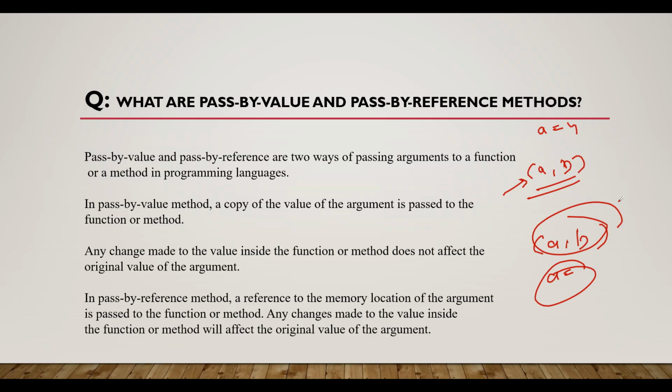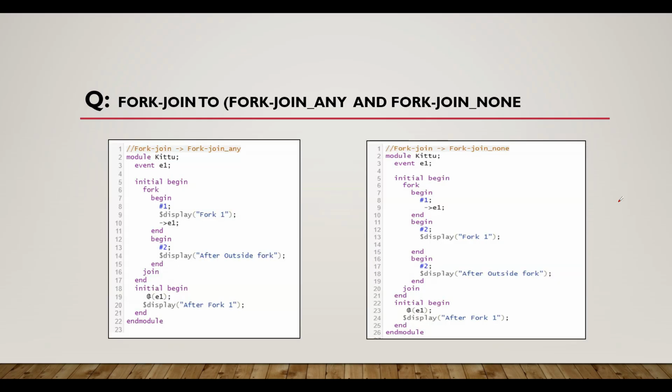Okay, so in pass by value, a copy of the value of the argument is passed to the function, whereas any change made to the value inside the function or method does not get reflected in the original value. Whereas in pass by reference, a reference to the memory location of the argument is passed to the function or method. So if you make any changes to the value inside the function, it will get reflected in your original one.